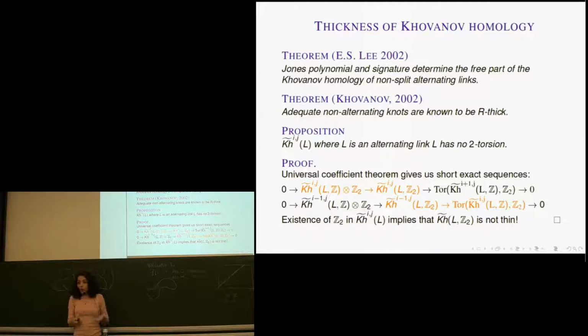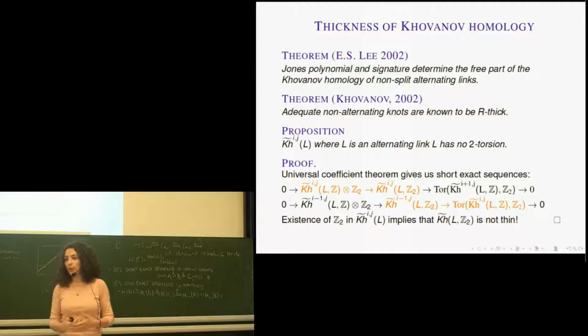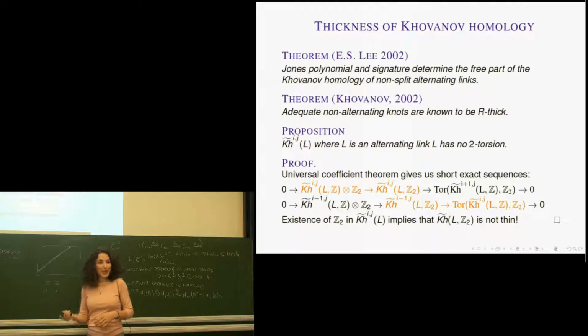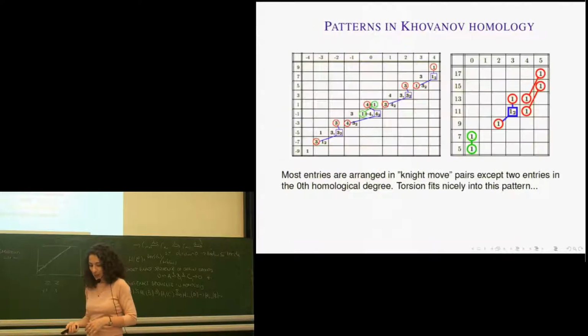So what I get is that there's two diagonals that are non-trivial. And that's a contradiction. It only leaves one diagonal. So there could not have been any Z2 torsion in KH of ij to start with. Okay, so this is one of the ways you can use homological width to prove other facts about Khovanov homology. And again, long exact sequences and short exact sequences are very important tools.